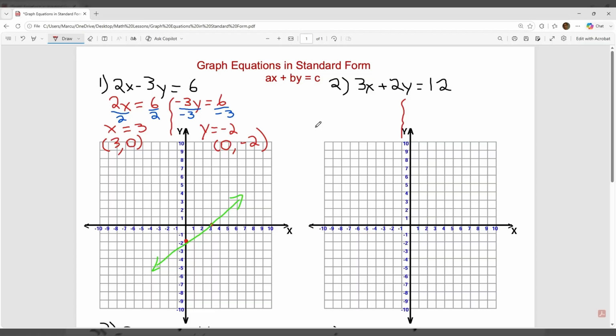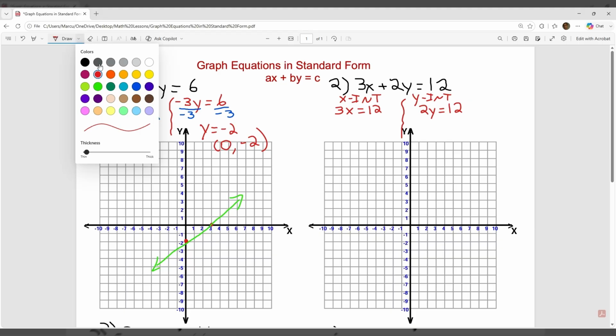Welcome back, everyone. Now we're going to go over question number 2. So we start with the x-intercept. For the x-intercept, you're replacing the y by 0. So you could just write 3x equals 12. And then for the y-intercept, you replace x by 0. So you can just write 2y equals 12. And then we're solving for both x and y.